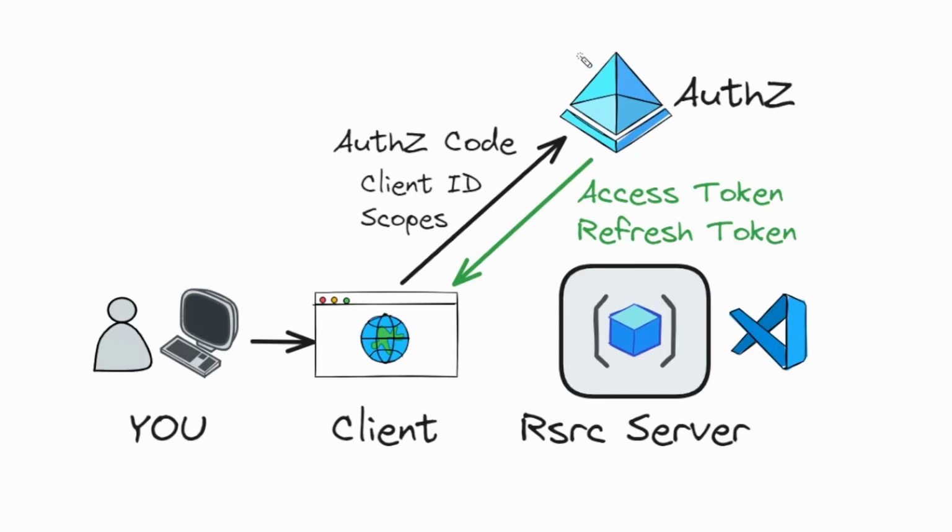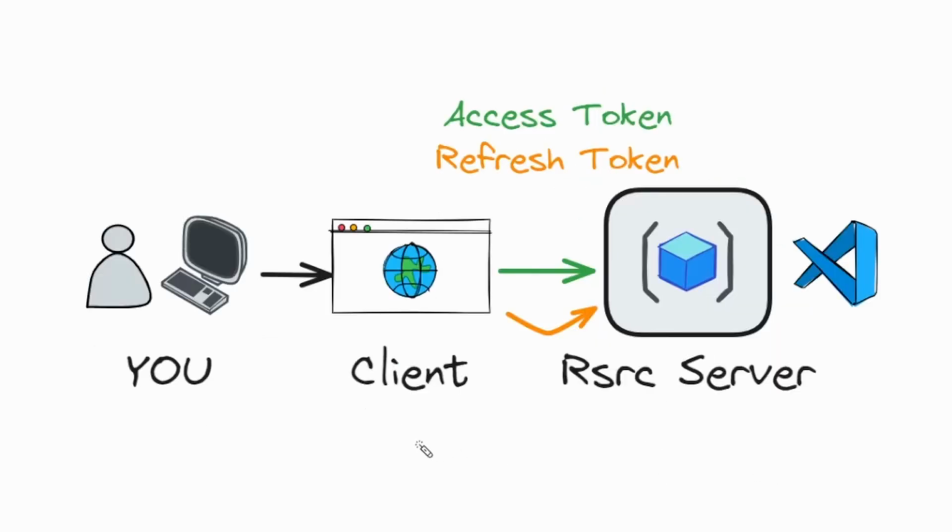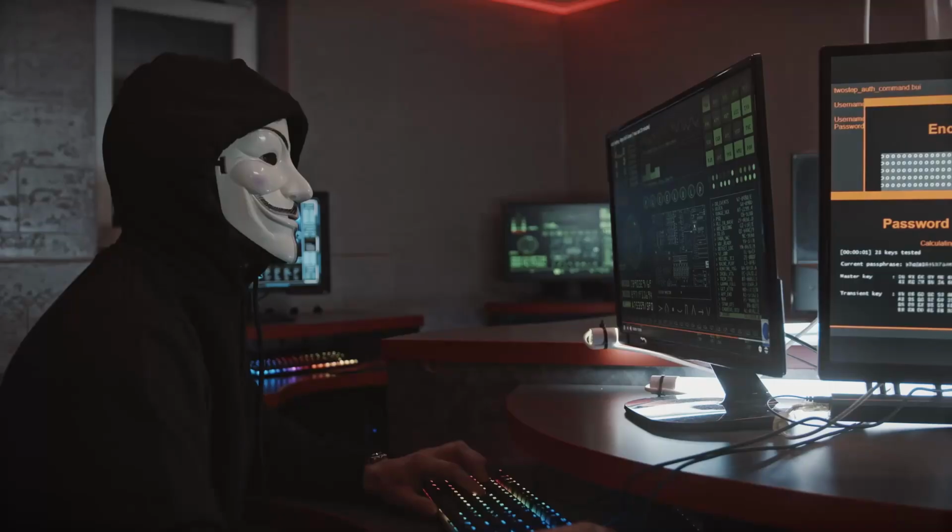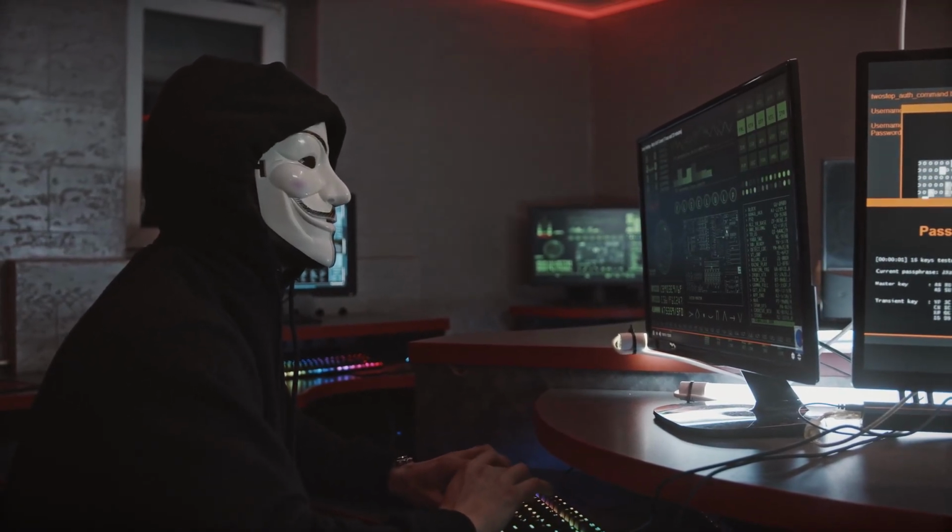The client application then sends the authorization code along with its client ID to the authorization server. In return, it receives an access token and a refresh token. The client application utilizes the access token to access resources on the resource server. When the access token expires, the client application can use the refresh token to request a new access token without requiring you to re-authenticate. This process ensures that your credentials are not exposed to the client application and it only acts within the permissions you have granted.